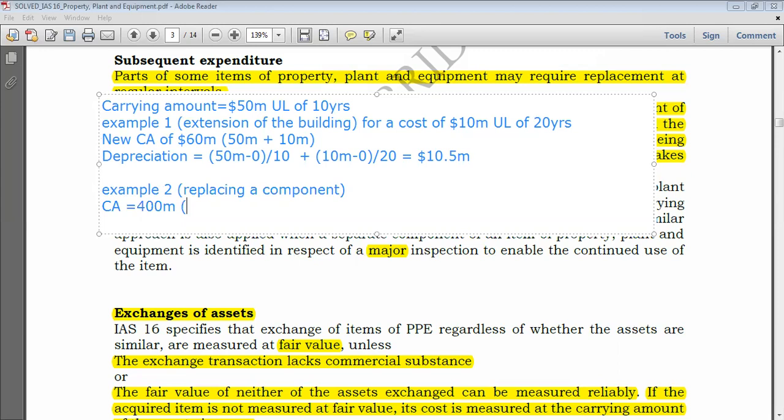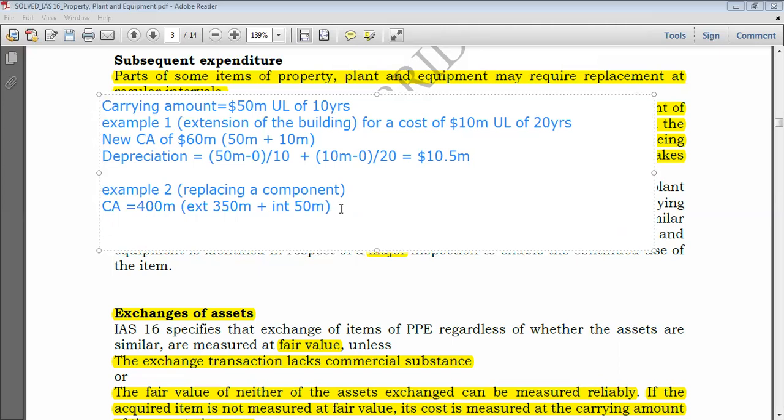And let's say that this $400 million actually has two components. You have an external component of $300 million carrying amount, and an internal component of, let's say, $100 million. Now, let's presume that you are also told that this $100 million has to be replaced. Maybe it's out of date and can no longer be used. Let's say here it's 350 and here 50. You have to replace this internal component.